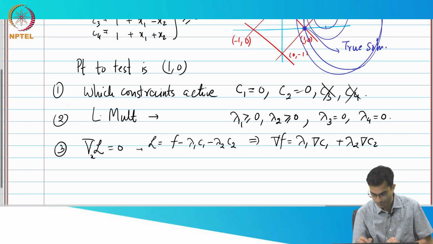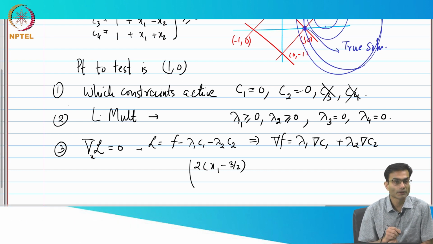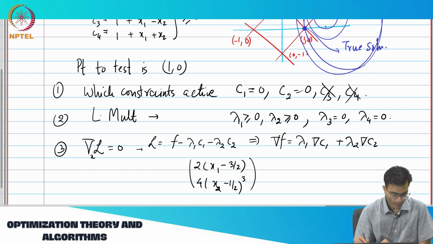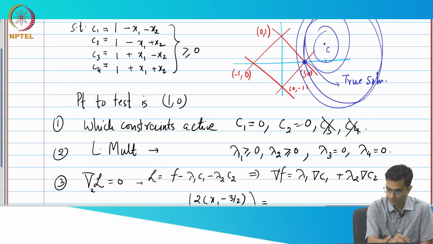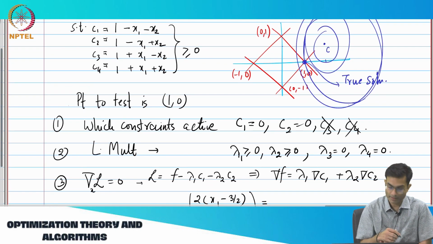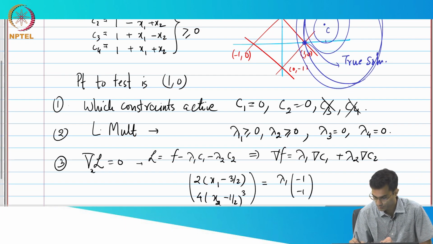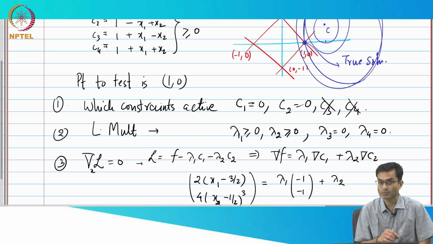What is grad F? 2 times (x1 minus 3 by 2), that's the first component. Then 4 times (x2 minus half) whole cube. This is my grad F. And what is my grad C1? Minus 1, minus 1. Okay, so lambda 1 times (minus 1, minus 1), plus lambda 2. What is my grad C2? Minus 1, 1.